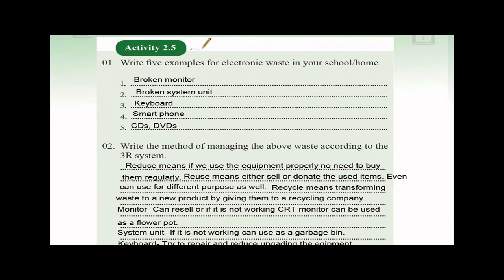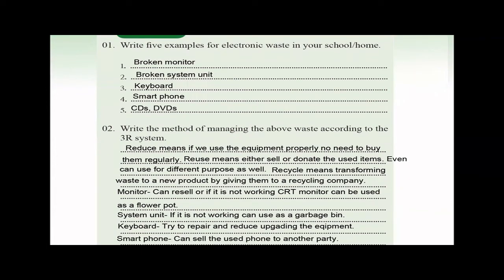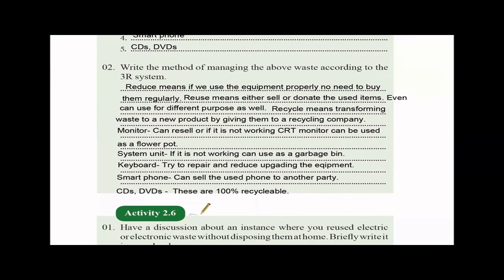Activity 2.5. Write 5 examples for electronic waste in your school or home. Right? So what is electronic waste? It can be a broken monitor, broken system unit, keyboards, mouse, smartphones, DVDs, CDs, right? So these can be electronic waste. Write the method of managing the above waste according to the 3R system. Hope you remember the 3R system.